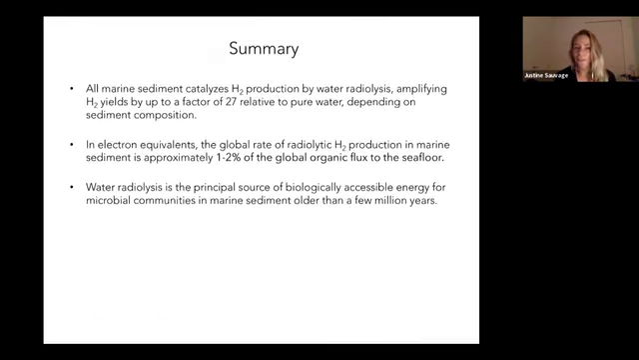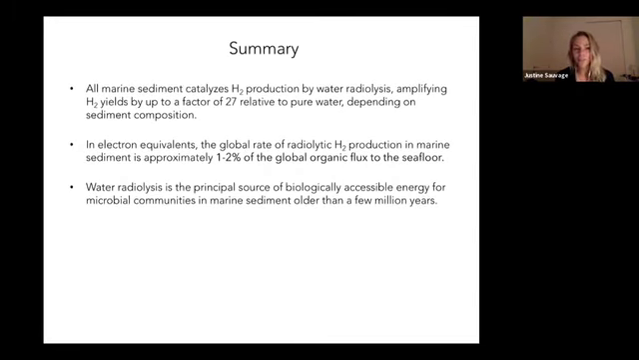So if we put everything together, this study really showed, first of all, that radiolytic production in marine sediment is more elevated than what was previously known, assuming yields of pure water. So really showing that marine sediment has a catalytic effect on radiolytic production. Then we show that on a global scale, radiolytic hydrogen production is a pretty small fraction in terms of contribution of bioaccessible energy compared to primary productivity. It's only a couple of percent, so a pretty negligible contribution.